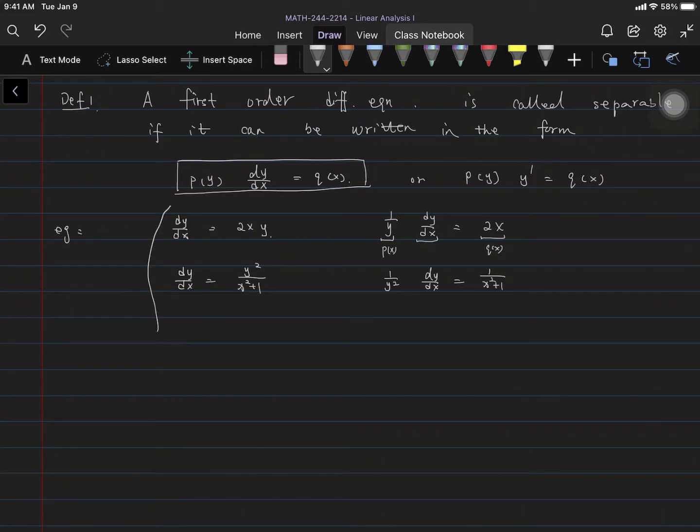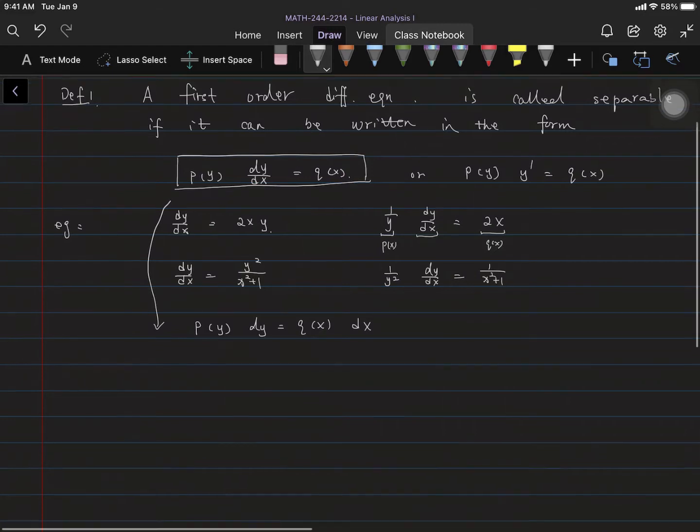Actually, why we call it a separable differential equation, you can think this way. From the definition, if we multiply this equation by dx, you can see it becomes p(y) dy equals q(x) dx. If you look at this equation, on the left side we only have y. On the right side, there's only x. There's no y. So x and y can be totally separated. So this is called a separable differential equation.